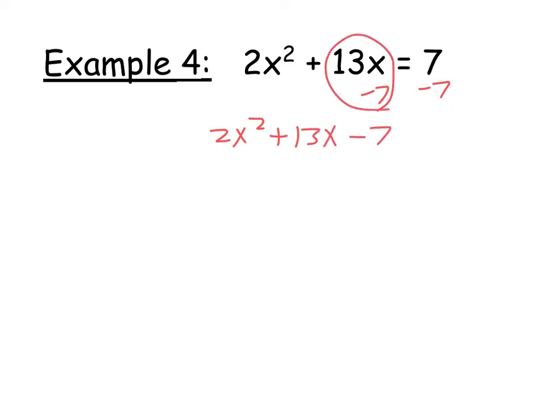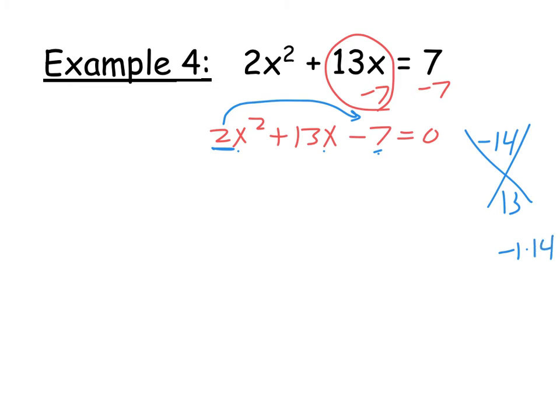Now, these are not like terms, so I can't combine them. One's an x term, one's just a number. And none of the 3 terms have anything in common, so I'm not going to use greatest common factor here. It's a general trinomial, x squared, x, and a constant, so I'm just going to take this 2 and multiply it by the -7 and get -14. And then factors of -14 that add up to 13. Looks like -1 and 14 are going to work. -1 times 14 is -14, but when I add them, I get 13 right here. So it's -1x and 14x.